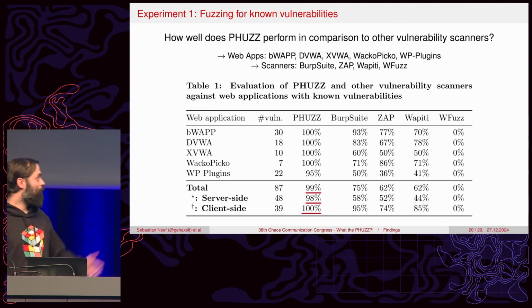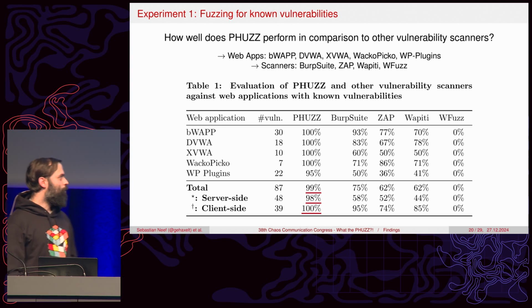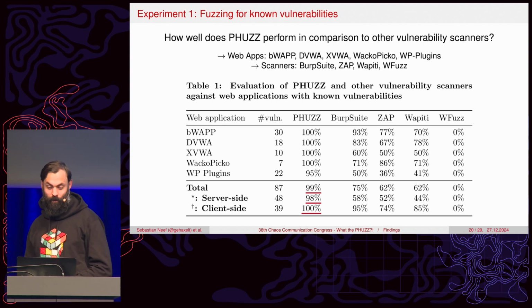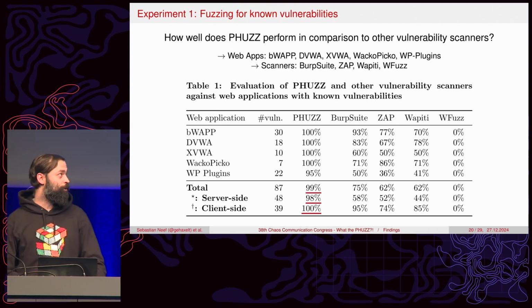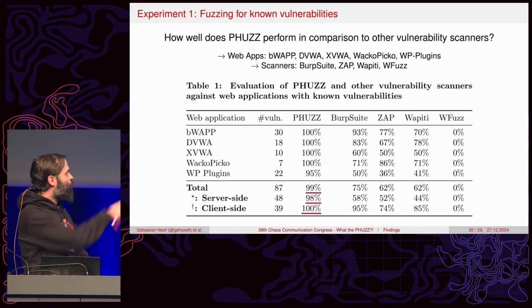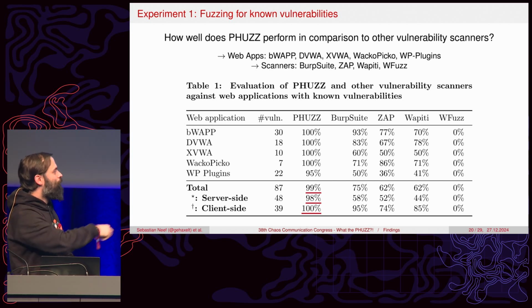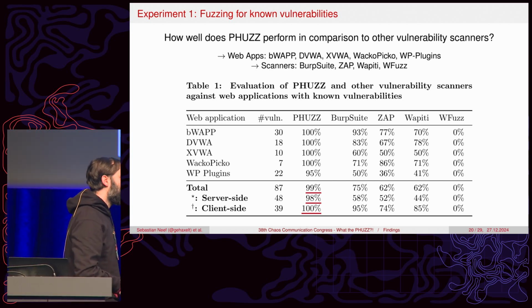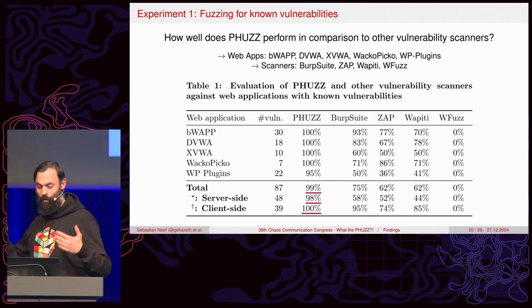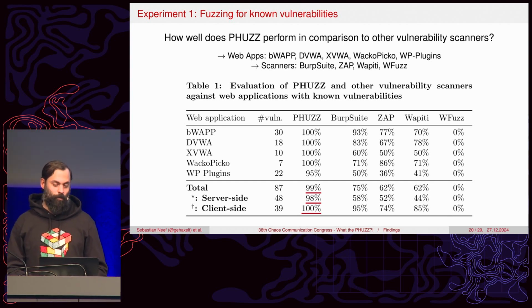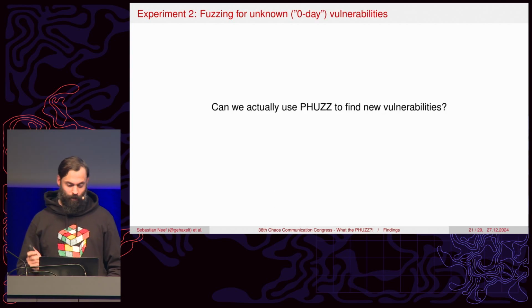To make it short, Fuzz managed to discover more of the vulnerabilities than its contesters, and the coverage-guided approach becomes pretty much visible in the server-side vulnerabilities. If you look into the second row of the totals, you can see that we find up to 98% of the server-side vulnerabilities, where the other black box scanners only find up to 58%. So the coverage collection and the function hooking actually give us an edge over the other tools, which is nice.